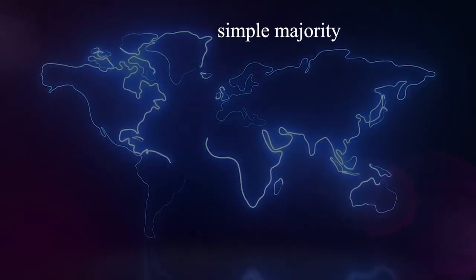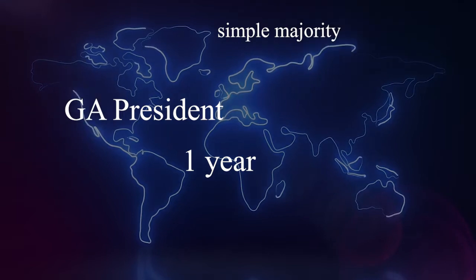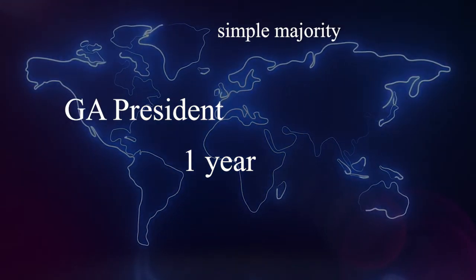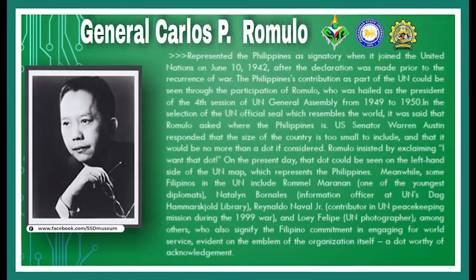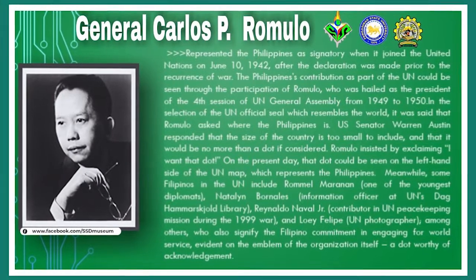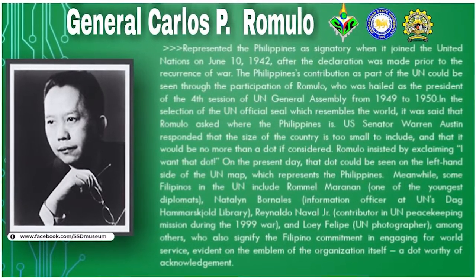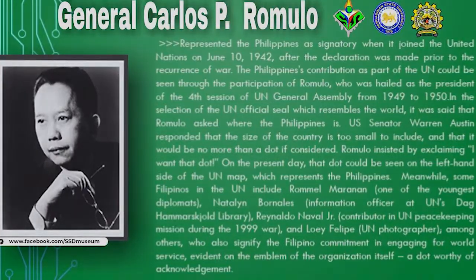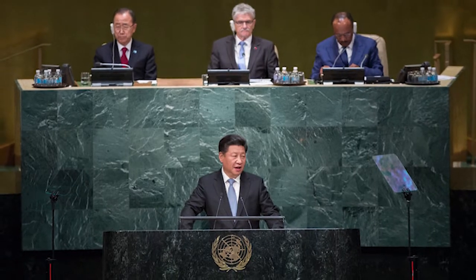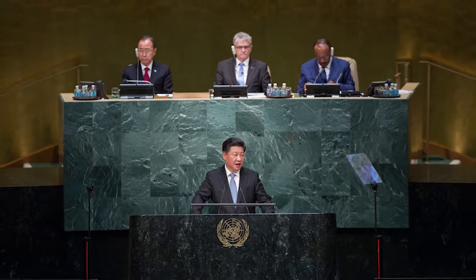Annually, the General Assembly elects a GA president to serve a one-year term of office. All member states, currently at 193, have seats in the General Assembly. The Philippines played a prominent role in the GA's early years when Filipino diplomat Carlos P. Romulo was elected GA president from 1949 to 1950. Here we can see that Chinese President Xi Jinping addresses the United Nations General Assembly.